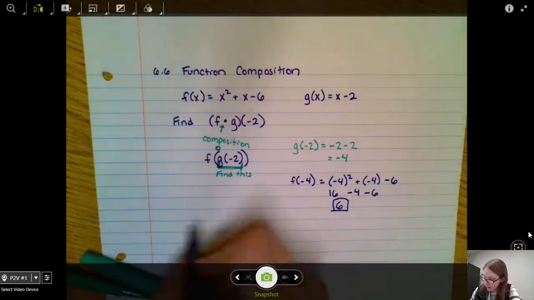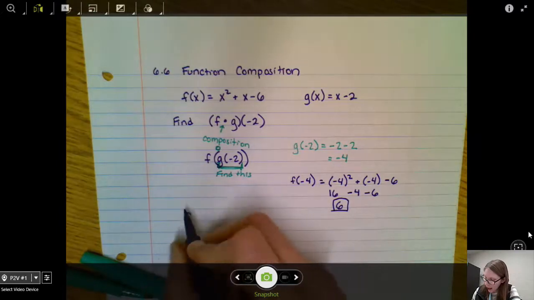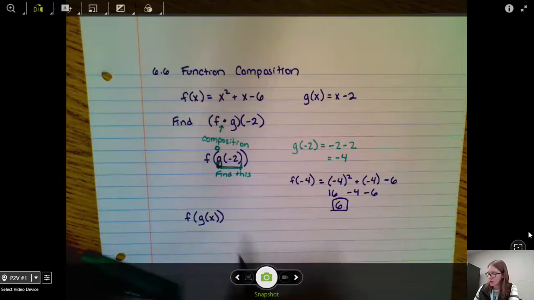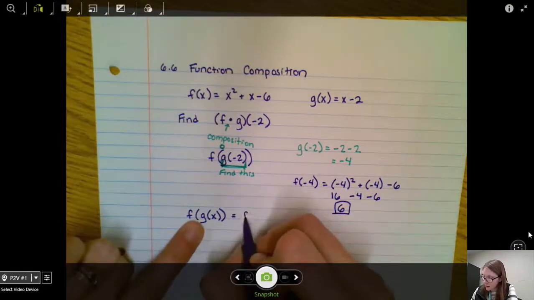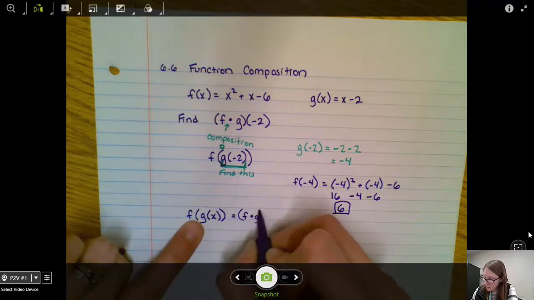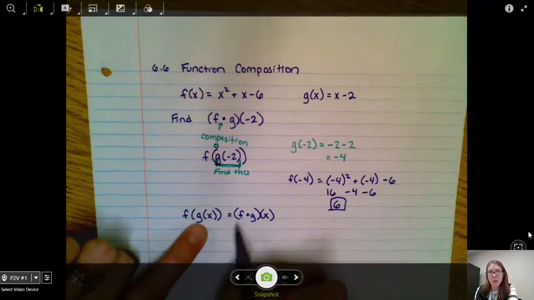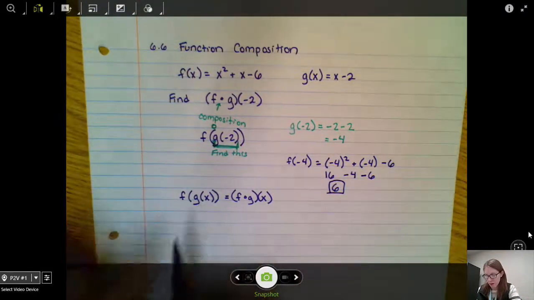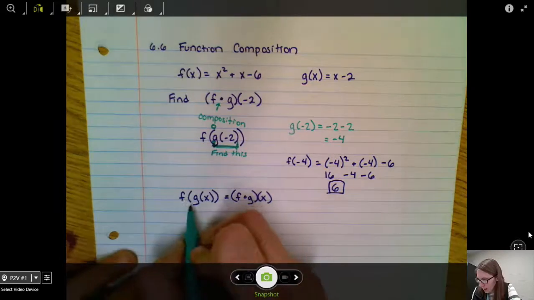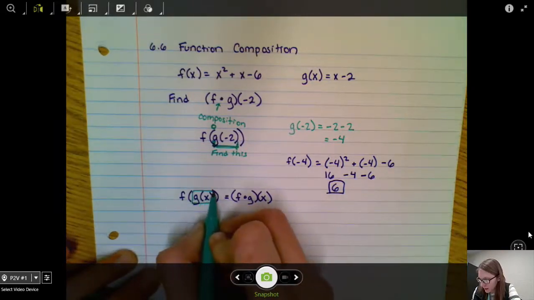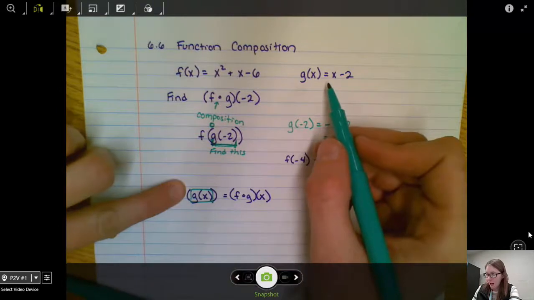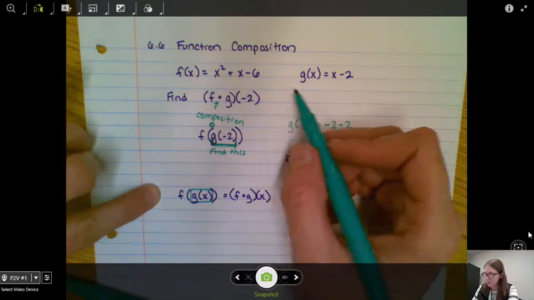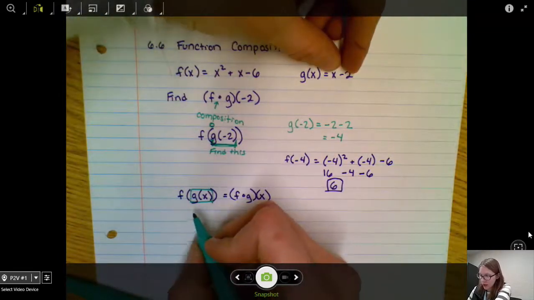Now we also could find what f composed with g of x means. So this means the same thing as this. These two parts mean the same thing. A lot of times I think this is a little bit easier to look at because that can kind of help us figure out that this inside piece is what we need to do first. So I'd find g of x, which is this whole function x minus 2, and plug it into f. So this whole function goes into function f here.